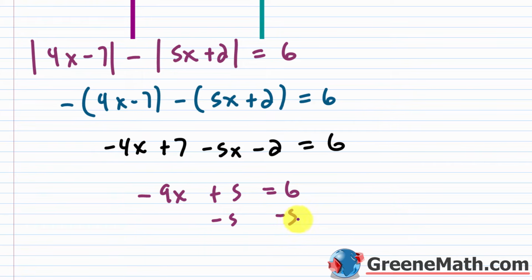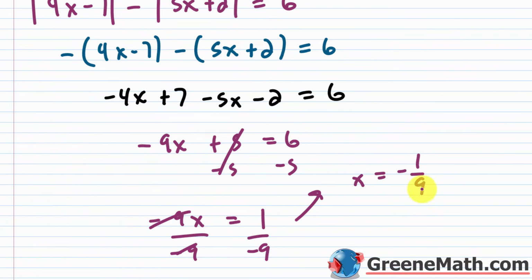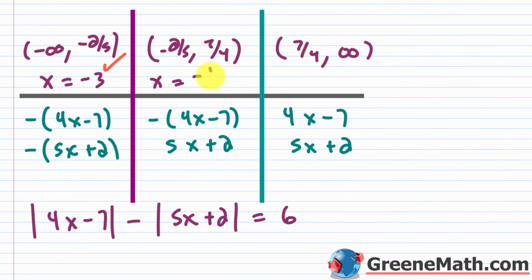We'll subtract 5 away from each side. We'll say negative 9x is equal to 6 minus 5, which is 1. And then I'll divide both sides by negative 9. We'll say that this cancels. x is equal to negative 1/9. So let's put x is equal to negative 1/9.